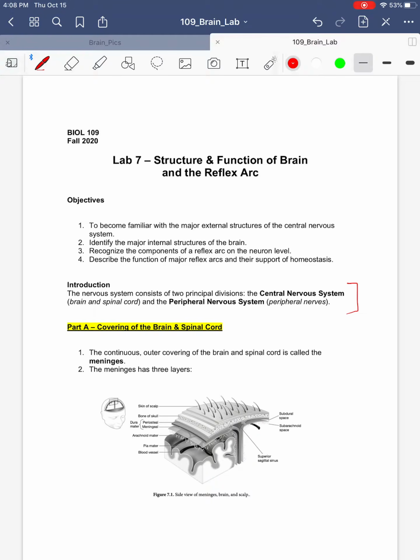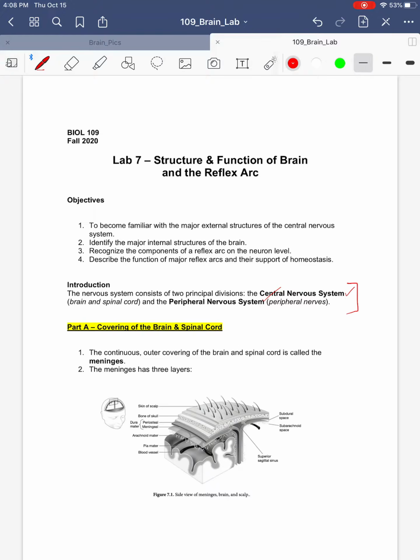So of course we have the central nervous system, which is made up of the brain and spinal cord. And this is the part of the nervous system that does processing and integration. And then we have the peripheral nervous system, which consists of all of our peripheral nerves. The function of the peripheral nerves is to transmit nerve impulses. So in those peripheral nerves, there is not any processing going on. The peripheral nerves only send and receive nerve impulses, whereas the central nervous system, the brain and spinal cord, is where we do the processing.